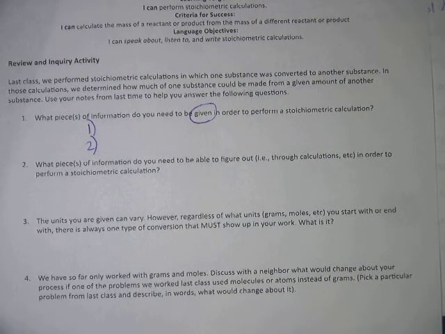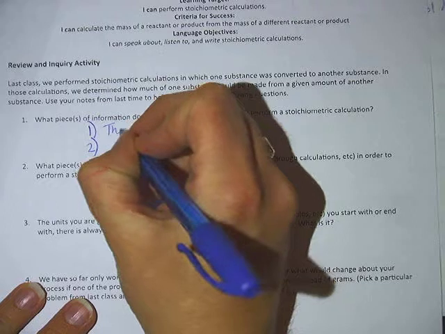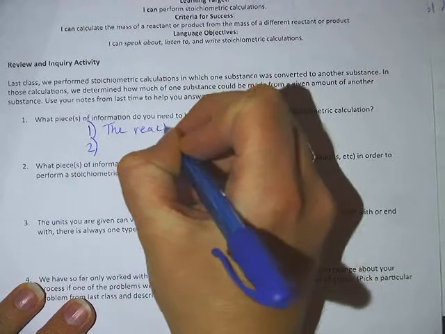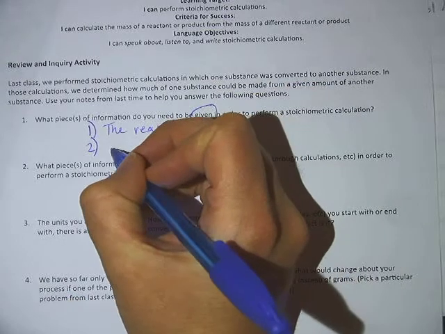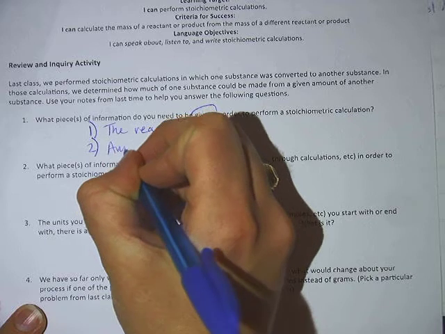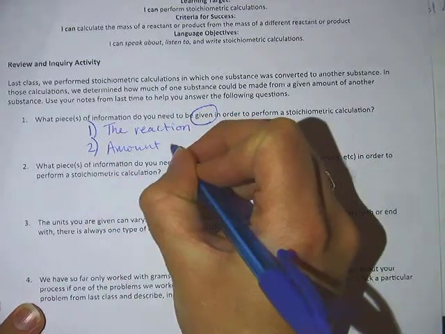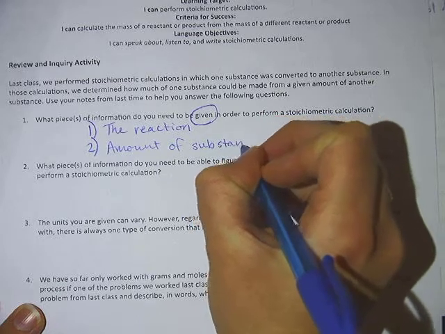Luke? The formula and how many moles are going into the reaction. Yeah, you need the formulas or the reaction itself that's happening. And you need how many moles, or at least an amount of something that's being used.